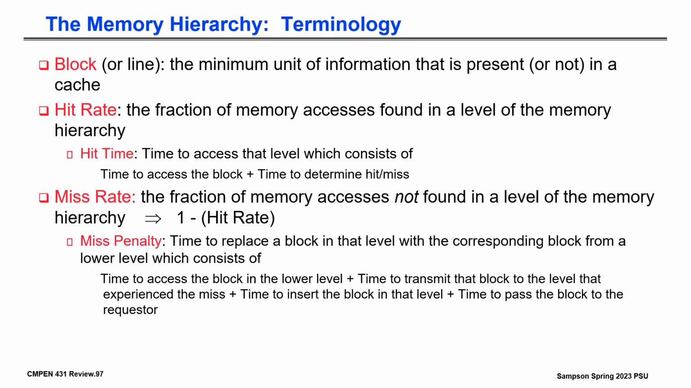Okay, miss rate is just 1 minus hit rate. Miss penalty for a level is the average amount of time that it takes to replace a block in that level with the corresponding block from the rest of the memory hierarchy, right? So if I've got something that's missing, all the way to main memory, right? Then I'm going to access my L1, it's going to miss. I'm going to access my L2, it's going to miss. I'm going to access my L3, it's going to miss, right? So that miss penalty for my L1 for that particular access is all of the time that it took to get out there and come back.